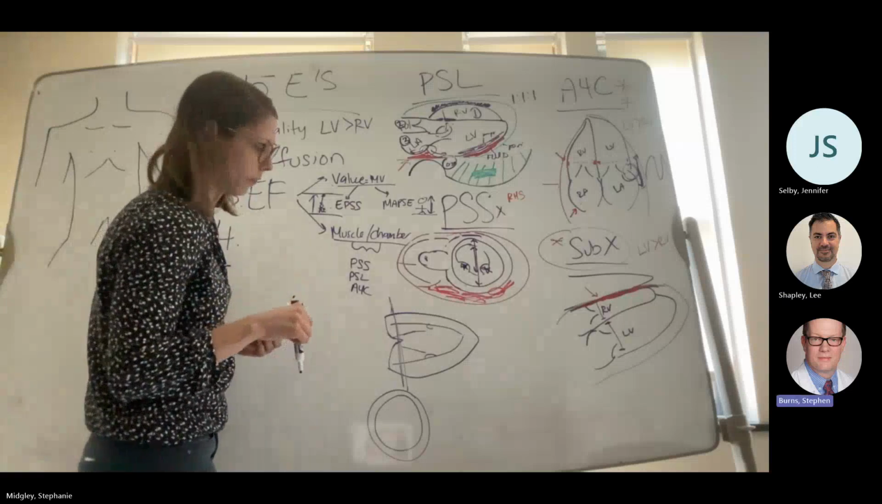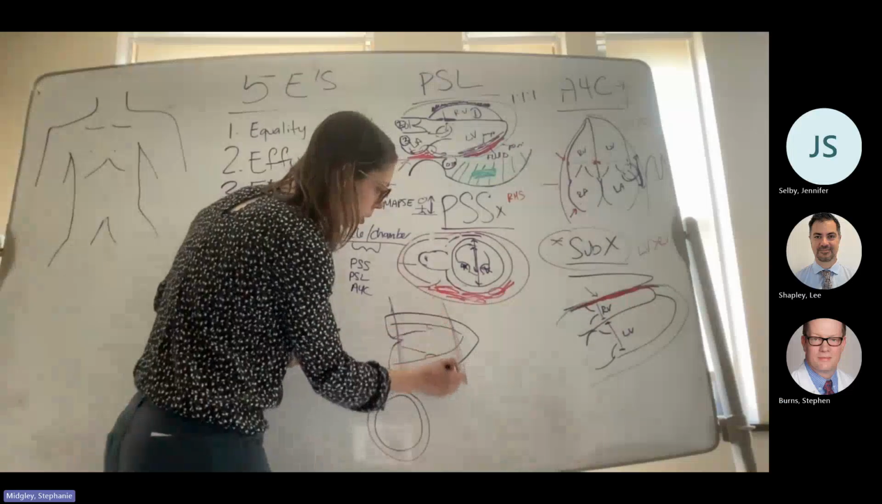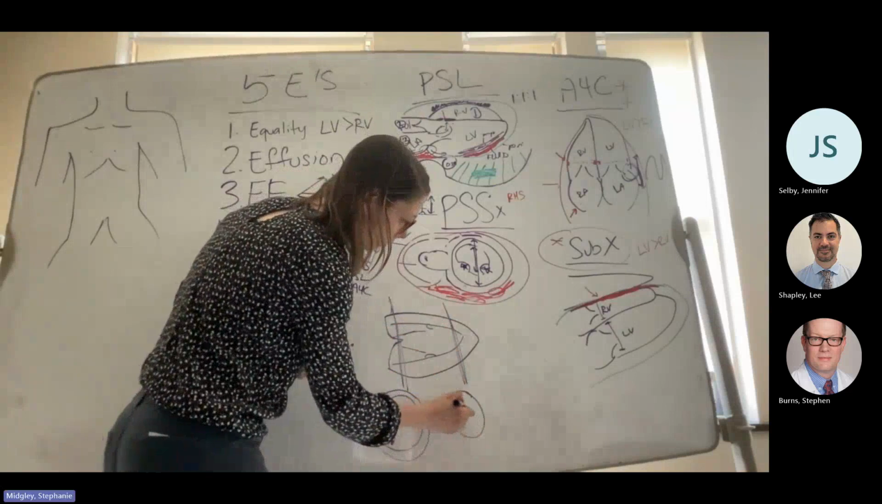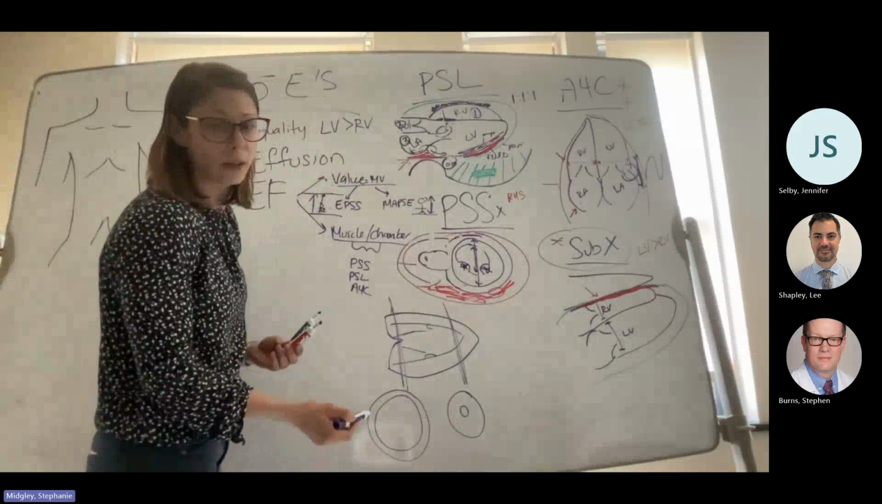It might look flat, lower than normal. If I'm down here below my papillaries, here I have not a lot of chamber, but a lot of muscle. So now my EF is going to look artificially higher.